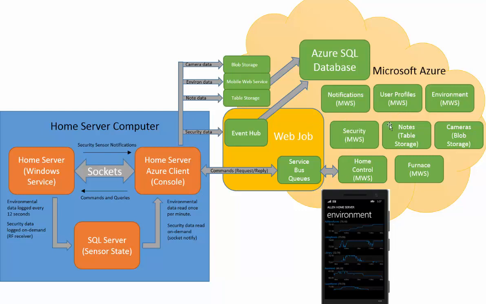There are a lot of different services that were created for this: notifications, user profiles, the environment sensors, the security sensors, this note-taking application, the cameras, and this command and control system for the home. So when I say turn the furnace on from the phone, it is able to communicate directly with the home server without having to do a lot of polling and that type of thing. So that's the architecture. Let me just show you what this looks like here.